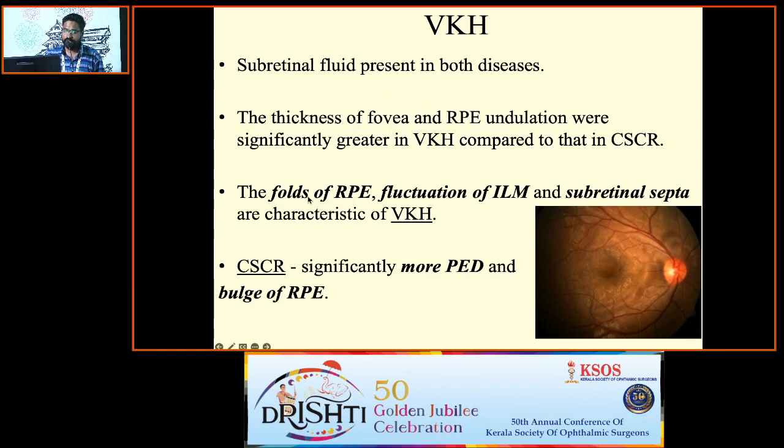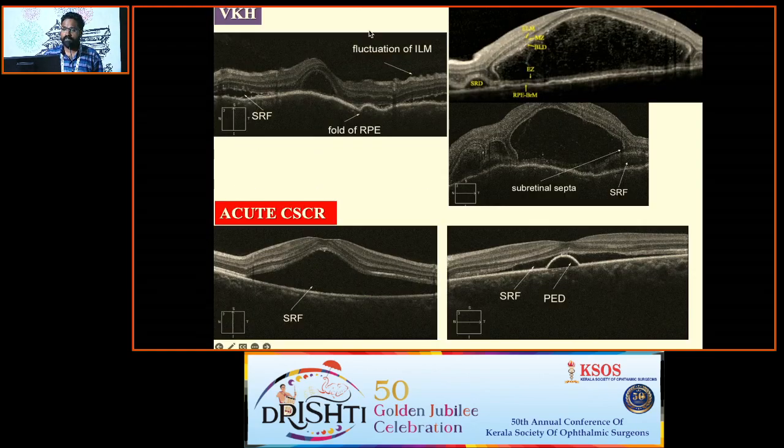In leakage, you see folds of RPE, fluctuation in the ILM and subretinal septa. As you can see in this diagram, RPE undulations are seen, multiple pockets of subretinal fluid, ILM folds or fluctuations are seen. Subretinal septa actually separate multiple pockets of subretinal fluid.